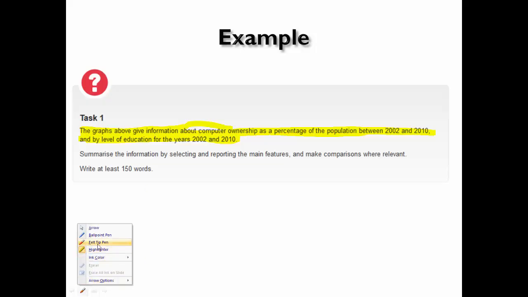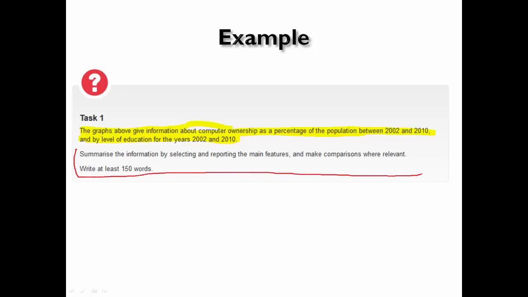And then there will be instructions. So these are your instructions. Summarize the information by selecting and reporting the main features, and make comparisons where relevant. Write at least 150 words. So the great thing about this is it never changes. It always says summarize the information by selecting and reporting the main features and make comparisons where relevant. So this is great for us because we know exactly what to do, and it helps us use the same structure and the same approach to every single question.